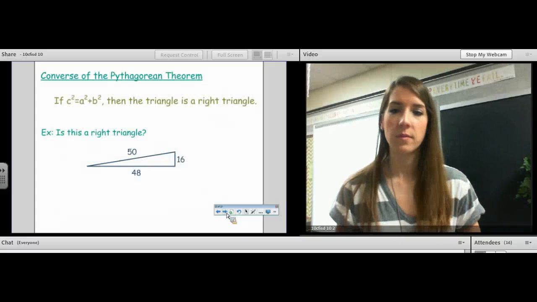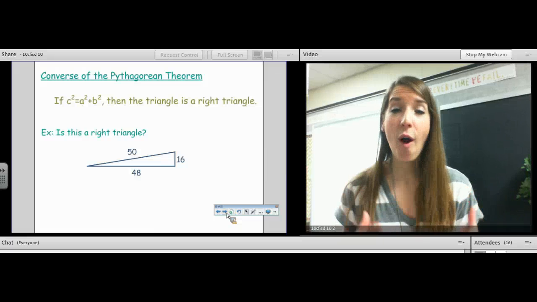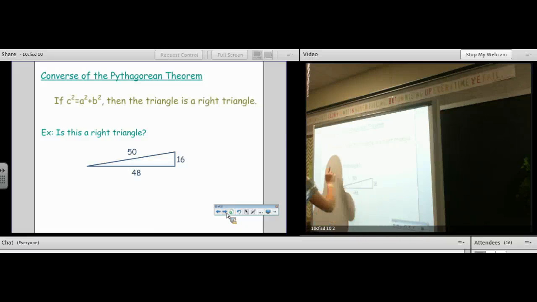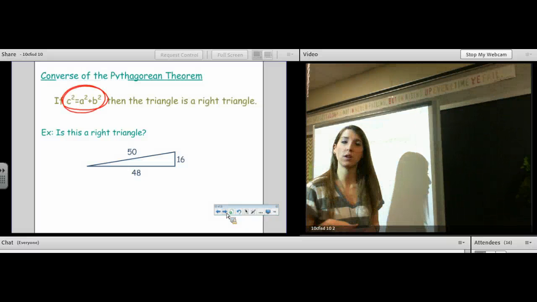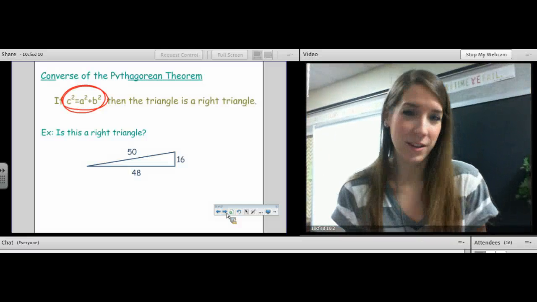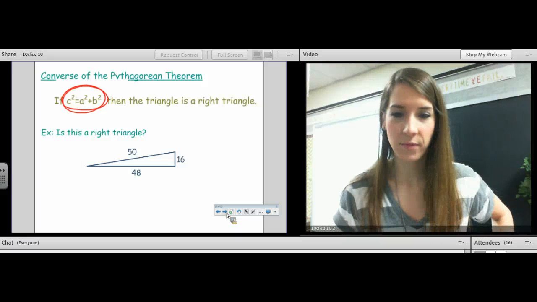So that's what we call the converse of Pythagorean theorem. And I wrote it backwards on purpose, because that's going to be useful in a few minutes. And because we're doing converse, let's just write it backwards, because converse means reverse, right?